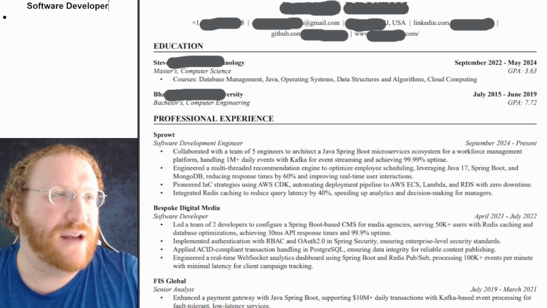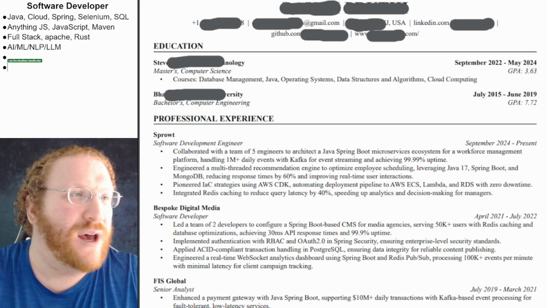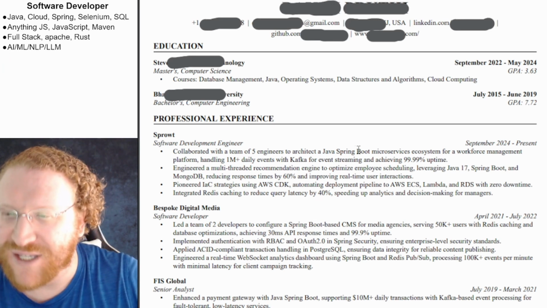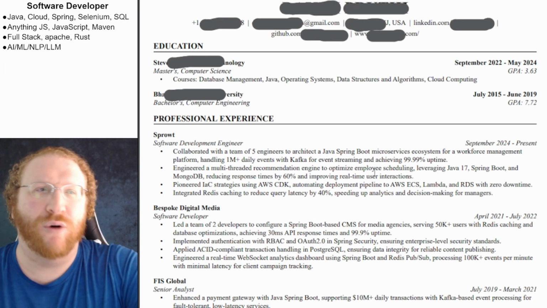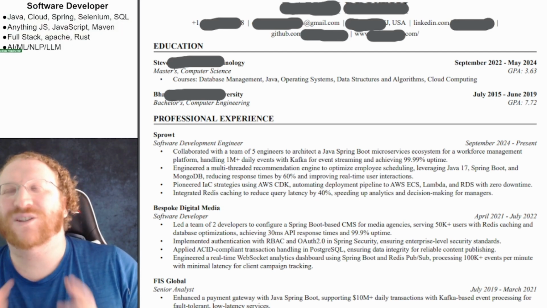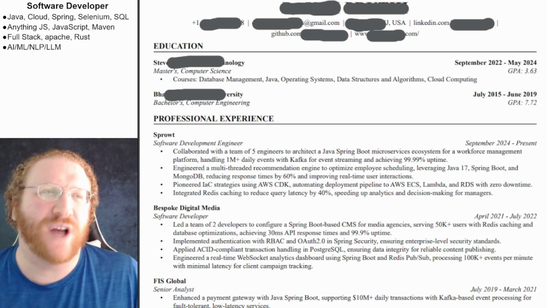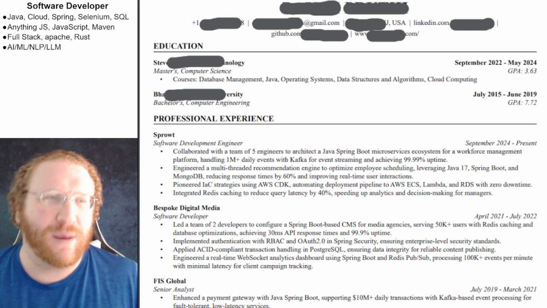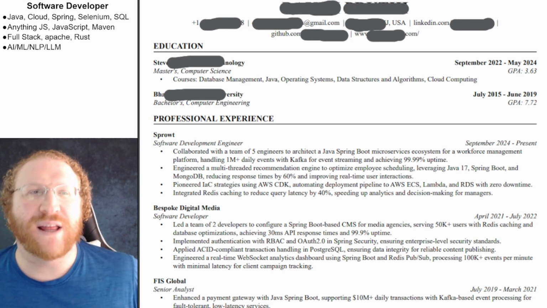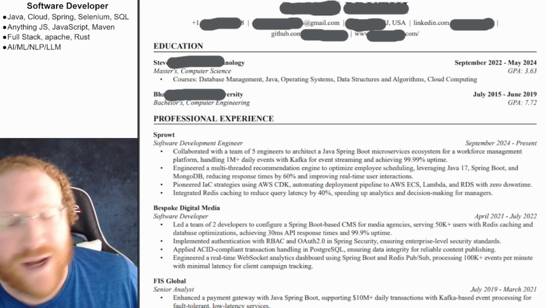I need to update. I don't think these are 100% the correct keywords. I think I'm missing a couple of them. So take this with a grain of salt. But what we'd be sort of looking for is Java, Cloud, Spring, Selenium, SQL, anything with JS, JavaScript, Maven, Full Stack, Apache, Rust, AIML, NLP, LLM. And there's probably more. I need to update that. I don't think it's complete.